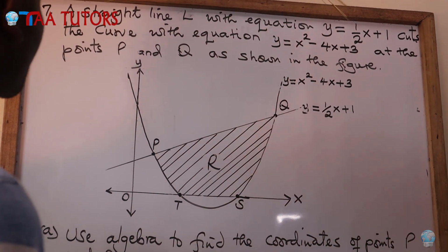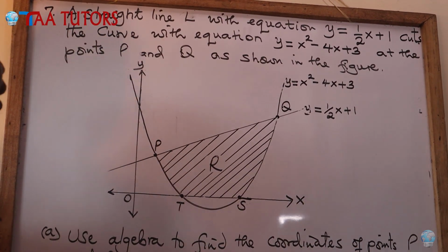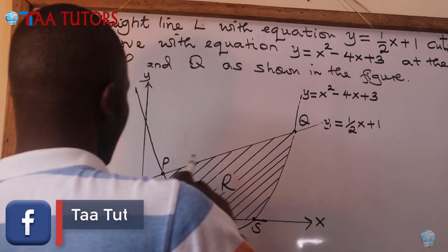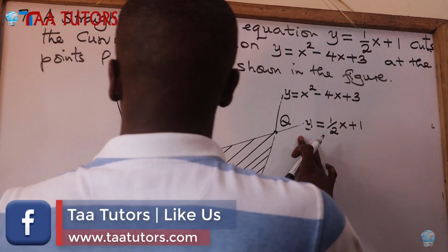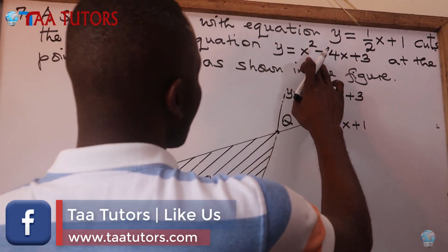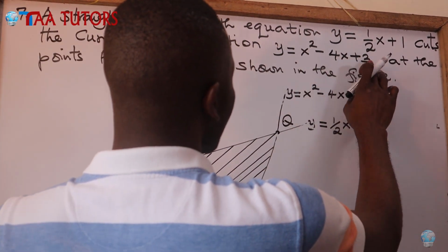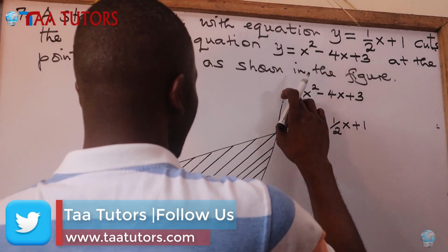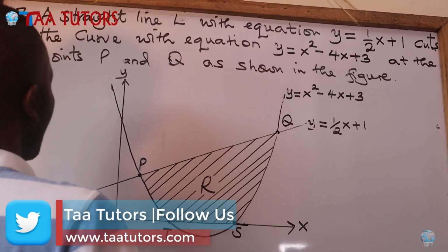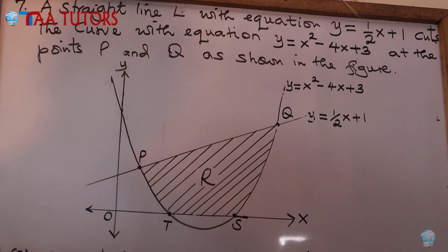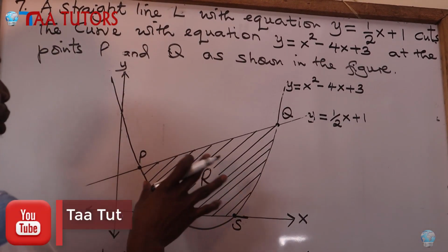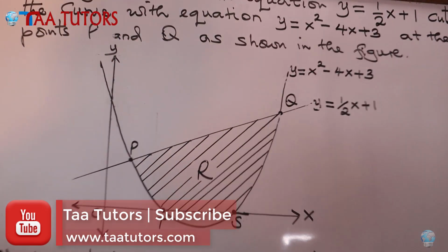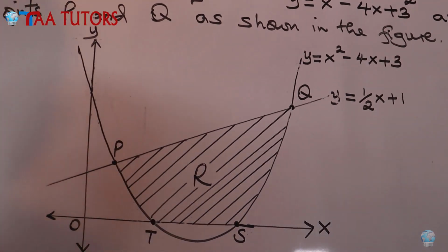Okay, this is now example 7, which reads: a straight line L with the equation y equals half x plus 1, and that is this line here, cuts the curve with the equation y equals x squared minus 4x plus 3, and this is the curve here, at points P and Q. The line and the curve intersect at points P and Q. Use algebra to find the coordinates of P and Q.